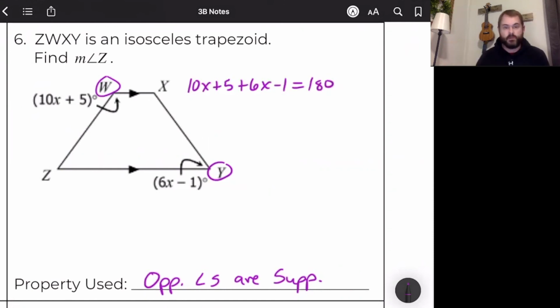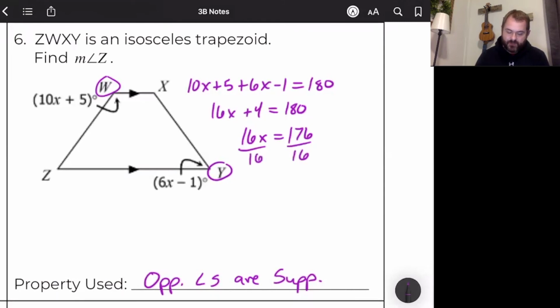Okay, we combine like terms again. All right, subtract the 4 from both sides. That gives us 16x equals 176. Divide by 16. And when we divide by 16 here, we should get that x is 11. But that's not your final answer.